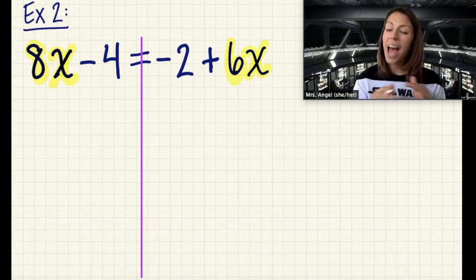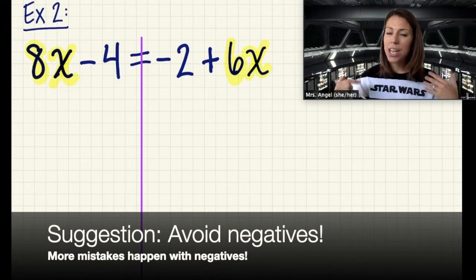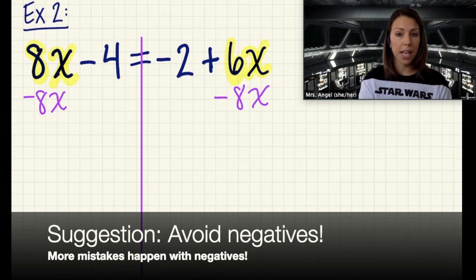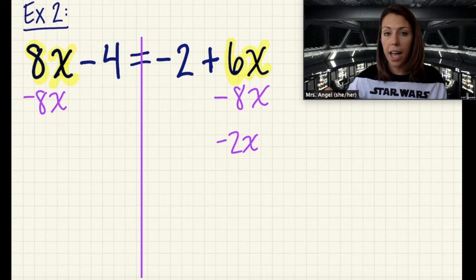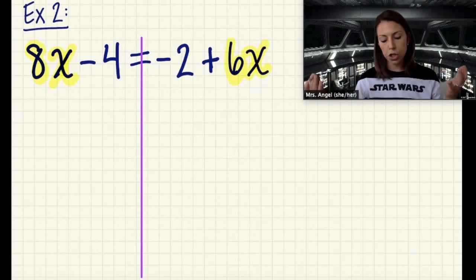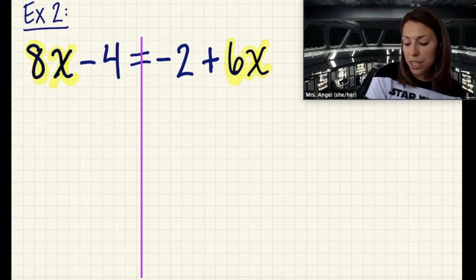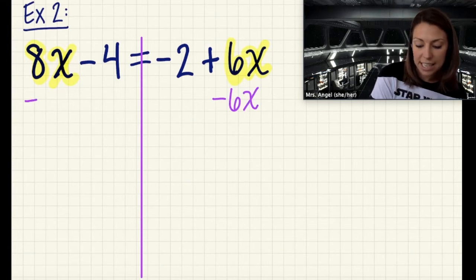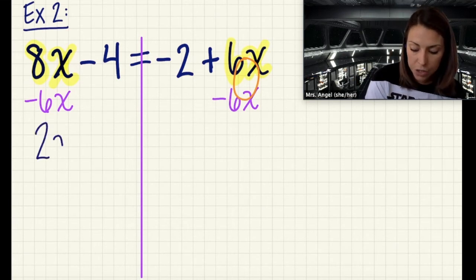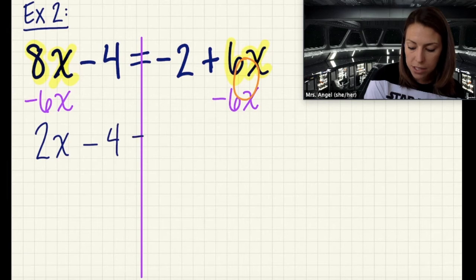With that in mind, I also try to avoid working with negatives. In other words, I wouldn't come to this equation and just subtract 8x from both sides, because that would create a negative term, and even though that's totally fine, more mistakes happen with negatives. So I actually think about this ahead of time, and I'm going, all right, if I'm going to create a zero term out of these variables, I'm going to do it with 6x. I'm going to subtract 6x from both sides, because that creates a zero term, but now 8x minus 6x is a positive 2x, and that's a much simpler equation.